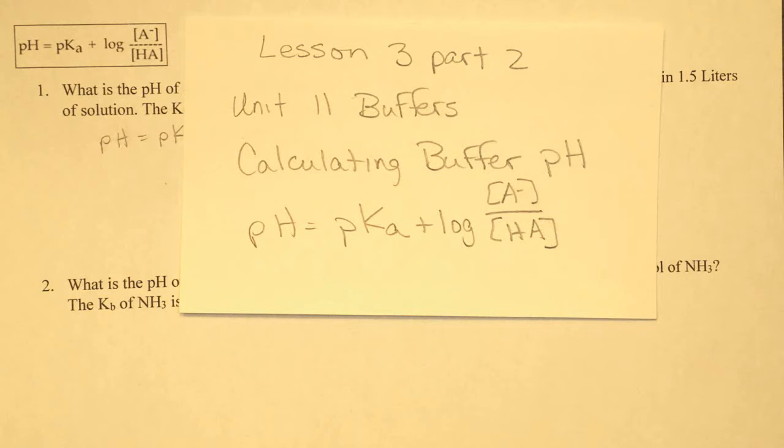This is Lesson 3, Part 2, Unit 11, Buffers. We're going to be looking some more at calculating buffer pH using the equation pH equals pKa plus log A minus over HA.